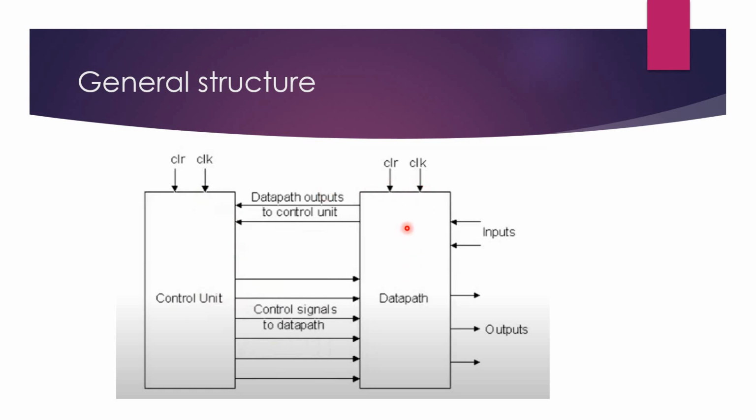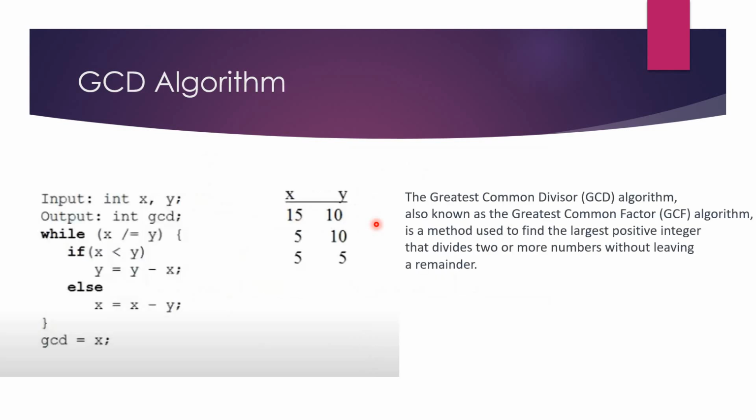Data path contains registers, storage elements. Control path contains a state machine which contains flip-flops. So clear is a reset, and a clock. Any sequential logic will have a clock and a reset. That's what it has, right? And it has inputs and outputs. Now let's look at an example. Any questions, guys? You have 20 more minutes to go.